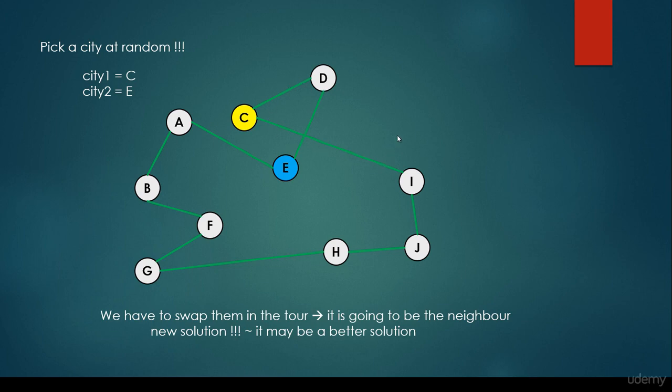It's going to be a valid solution, of course, because we visit every single city exactly once, and it's going to be a closed cycle in the sense that we are going to end up with the same city from where we have started. We have just swapped the position of two cities at random in the tour.